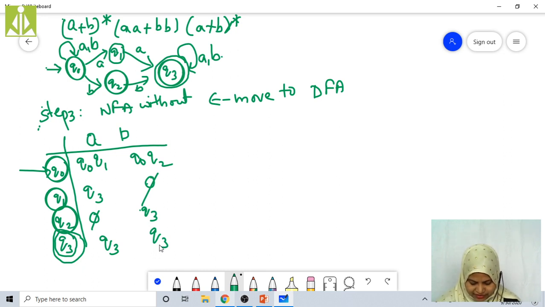Now here, while we are going to convert this NFA to DFA, how we are going to convert this? Whenever we are going to get any new state, we are going to solve this equation. So we are going to construct the table, right?